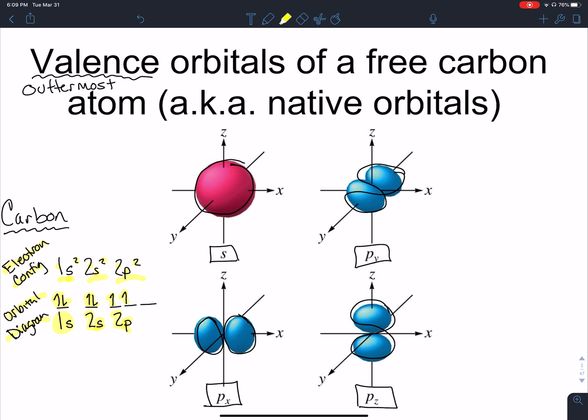The last thing we need to remember is, what does valence mean? So valence means outermost. That refers to the electrons that are in the outermost region, the highest energy level. Those are the electrons involved in bonding. So those are the ones we care about the most, right? And for carbon, those would be the electrons at the second energy level, right? Not the first energy level.